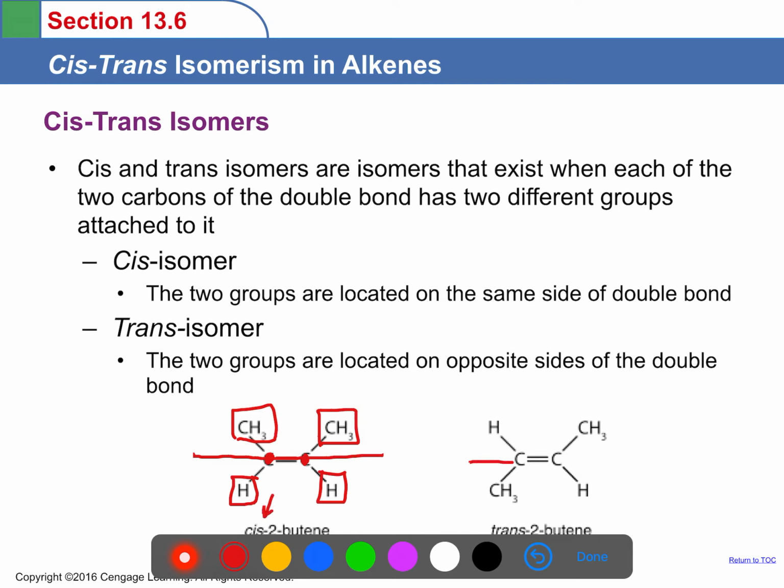If I look at this other example, first group has a hydrogen and a methyl, so those are different. Second carbon has a methyl and a hydrogen, those are different. In this case, the methyl groups are on opposite sides, so it is trans.